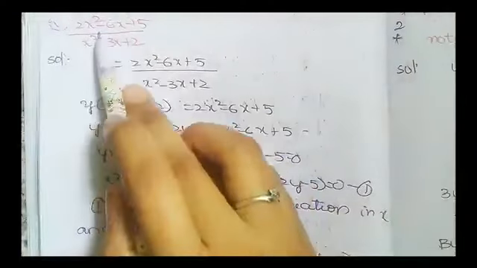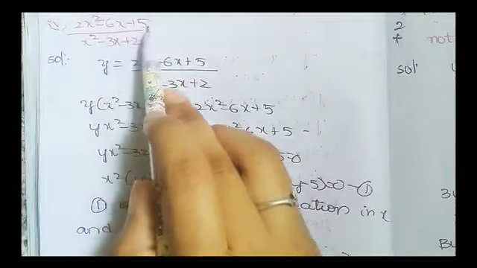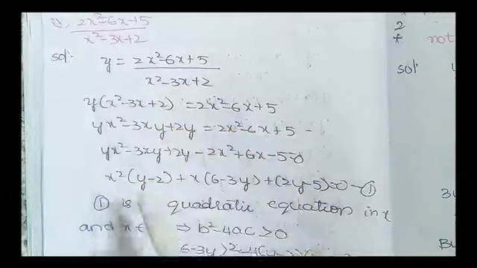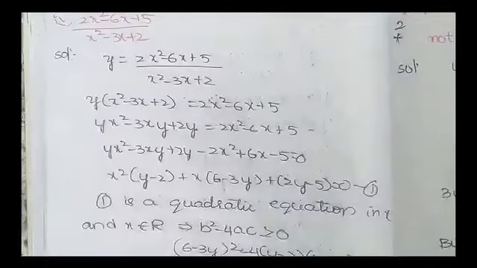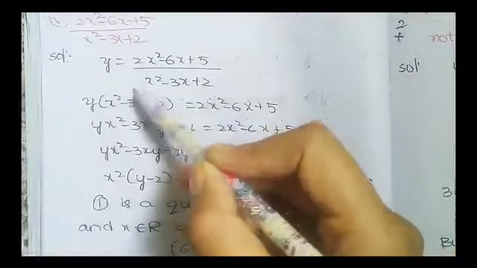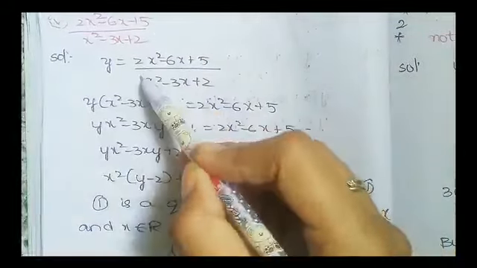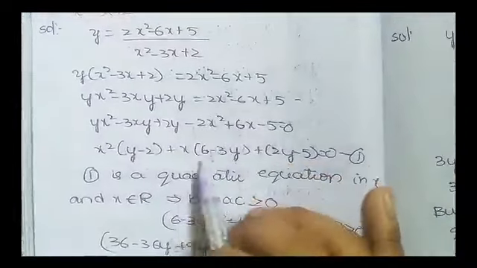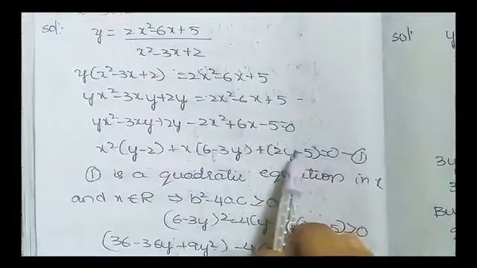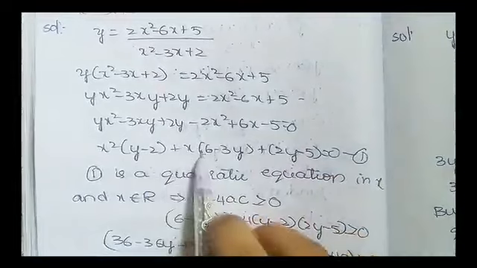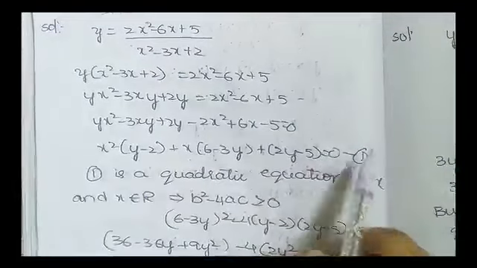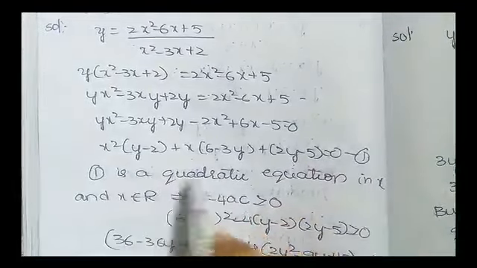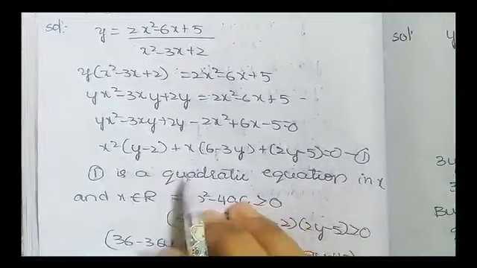And the fourth one is 2x square minus 6x plus minus 15 divided by x square minus 3x plus 2. This is also the same process: taking the given expression equal to y and then cross multiplying. After that, taking x square, x and constant terms to form a quadratic equation. So let it be 1. So 1 is a quadratic equation in x, so we can find the discriminant also. So find the discriminant.